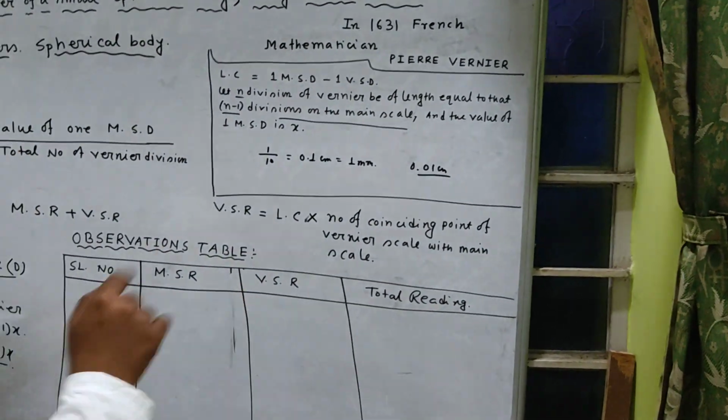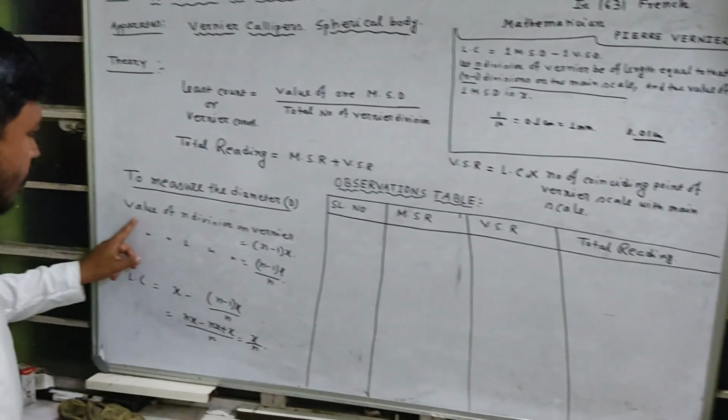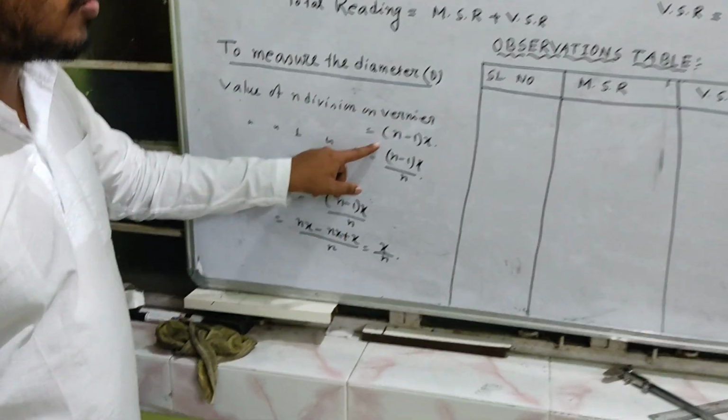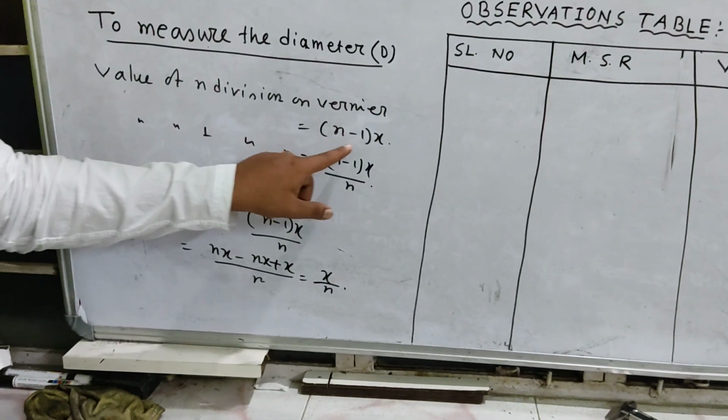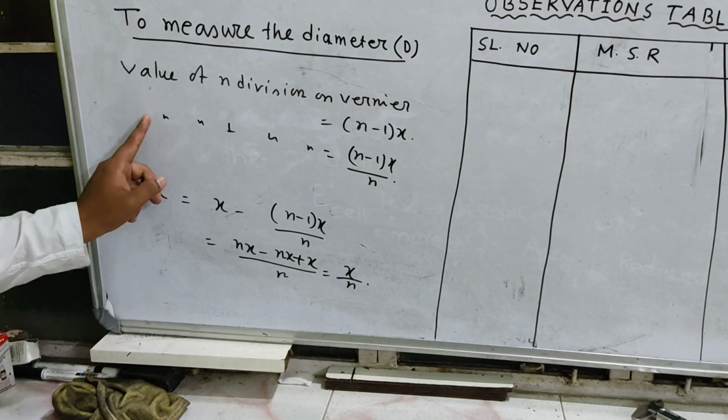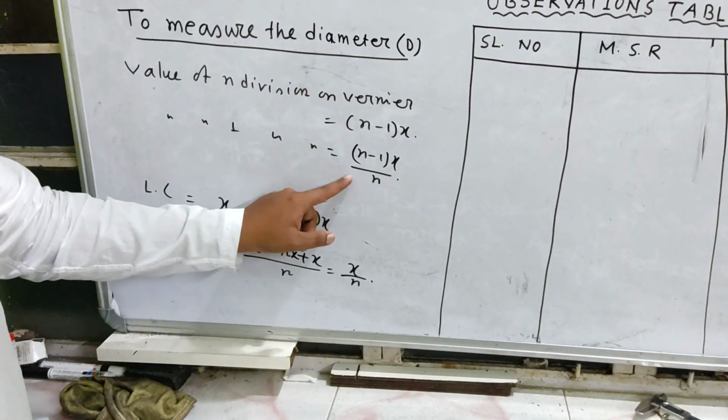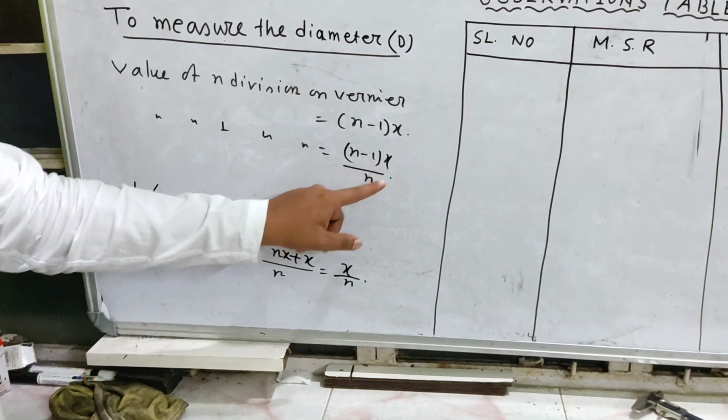Okay. So now, students, the value of n divisions of vernier equals what? Similarly, n minus 1 into x. So the value of 1 division of vernier scale equals what? N minus 1 into x by n.